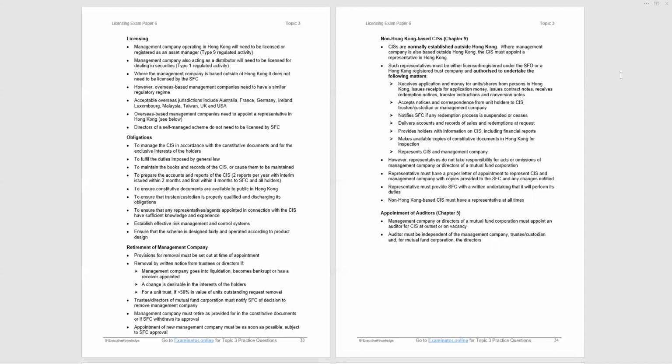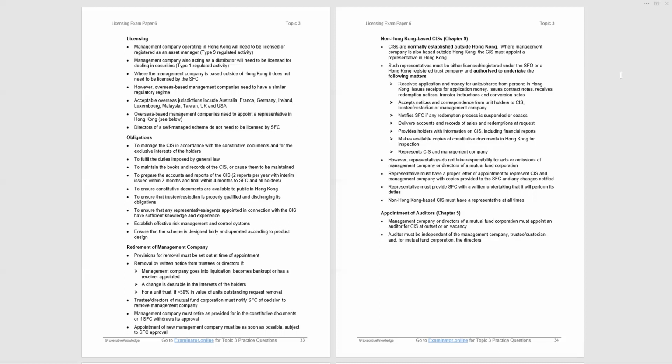Overseas-based management companies need to appoint a representative in Hong Kong. We deal with that a little later. And directors of a self-managed scheme, they do not need to be licensed. So if you are a management company, what are your obligations? Well, we list them there. There's a certain amount of repetition in this material from previous material.